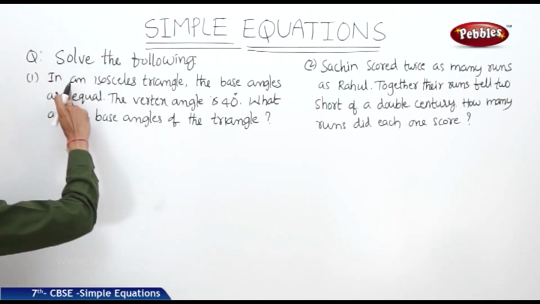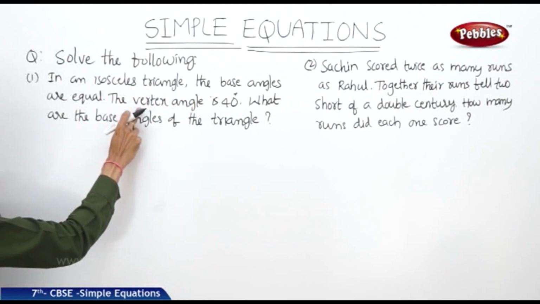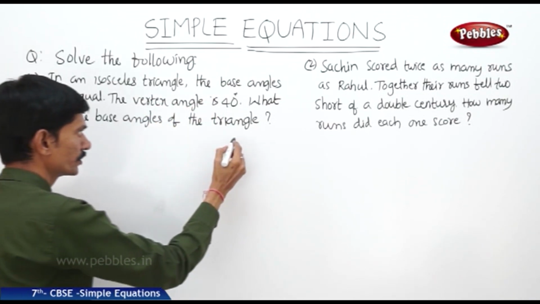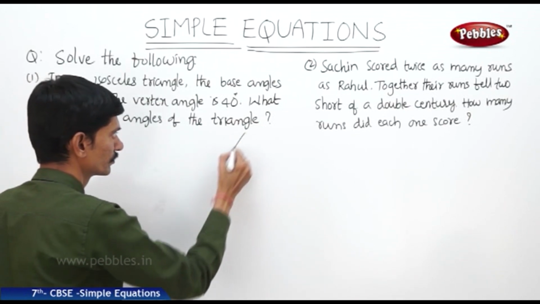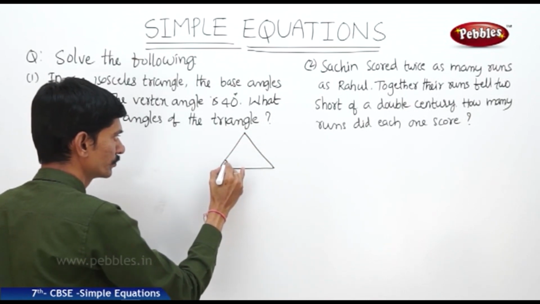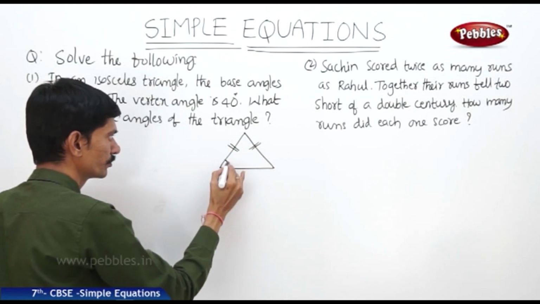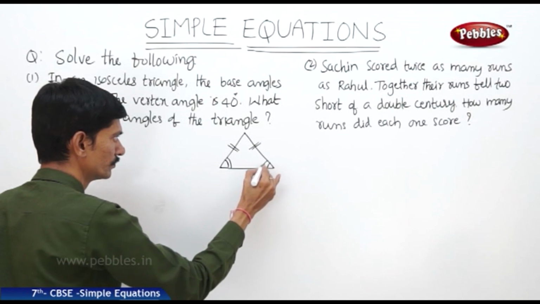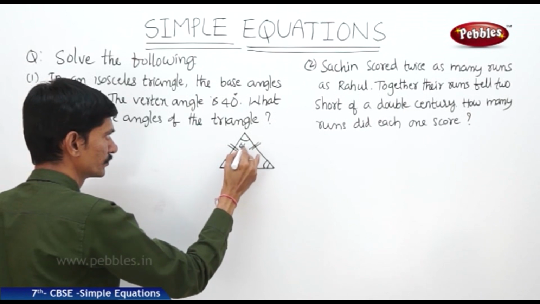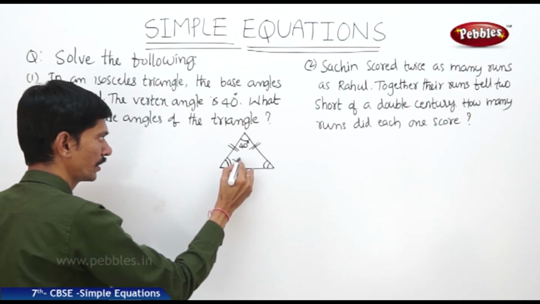The first question: in an isosceles triangle, the base angles are equal. The vertex angle is 40 degrees. Then what are the base angles of the triangle? In an isosceles triangle, the two sides are equal. If these two sides are equal, their opposite angles will be equal. So these two base angles are equal. Now the vertex angle is given as 40 degrees. So let the two base angles be x degrees and x degrees.